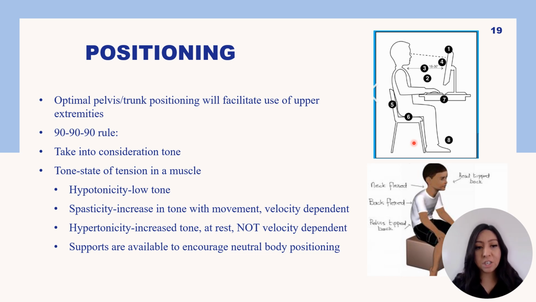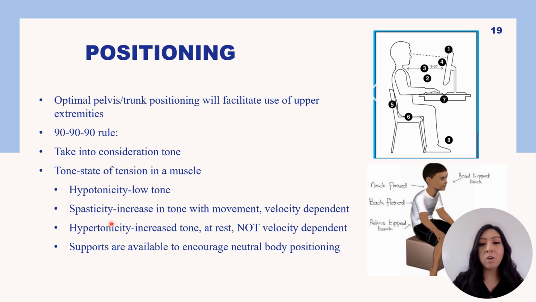Tone is the state of tension in a muscle. So we can have hypotonicity, which is low tone. This picture here is an example of low tone. We see that neck flexion, that back flexion, just really that low tone overall. Then we can also see spasticity, which is an increase in tone with movement, so it is velocity dependent. We can also see hypertonicity, which is increased tone at rest, not velocity dependent.